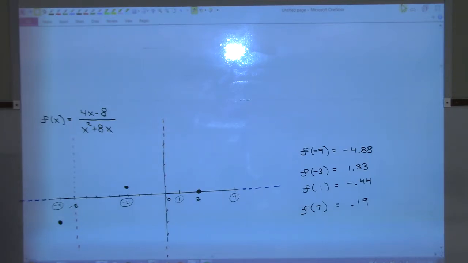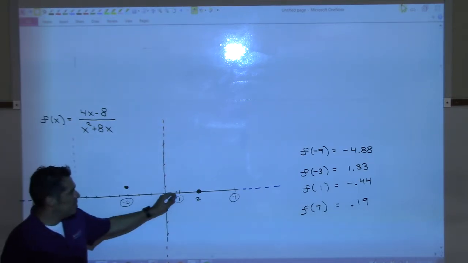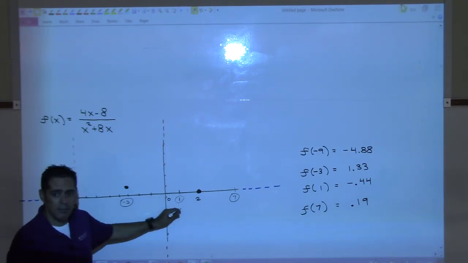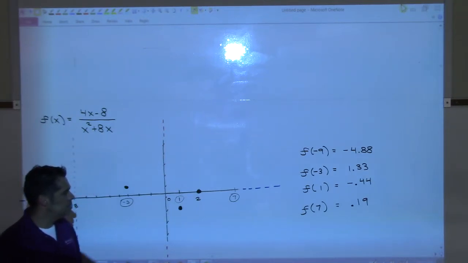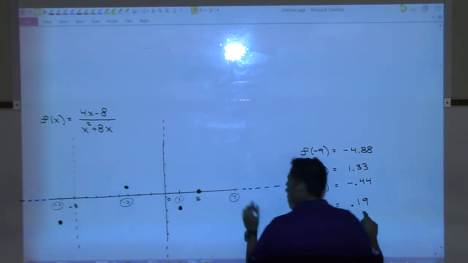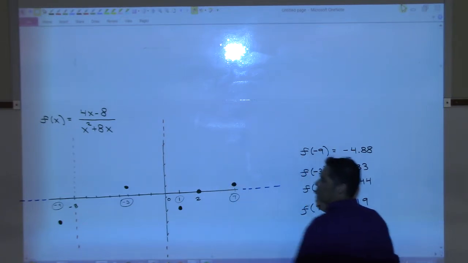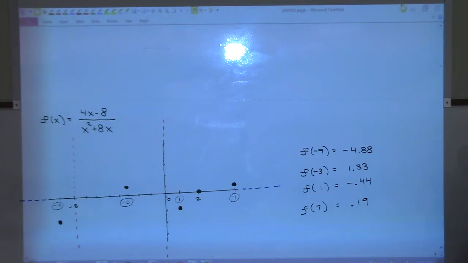What about at 1? Negative, right? So I'm down somewhere. And what about at 7? 0.19? I should be up a little bit. Okay, we're almost there. Any questions on that step? We're ready to put it all together. I'm ready to connect the dots. Are you ready?